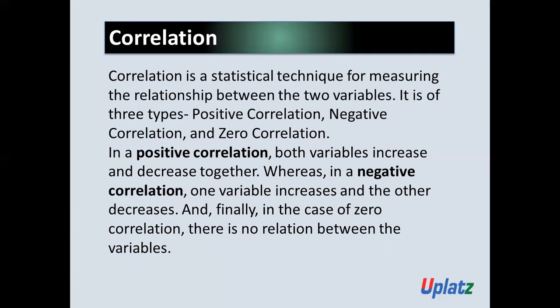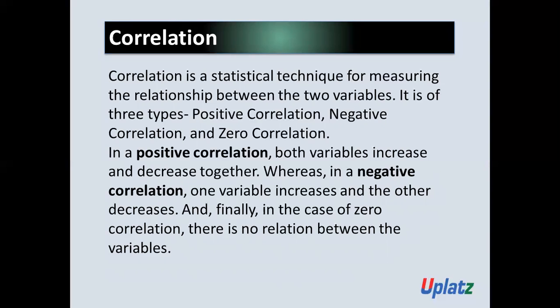Got the point? So correlation is a statistical technique for measuring the relationship between the two variables. It is of three types: positive correlation, negative correlation, and zero correlation. In a positive correlation, both variables increase and decrease together, whereas in case of negative correlation, one variable is increased and the other one gets decreased. And finally, in case of a zero correlation, there is no relationship between the variables.